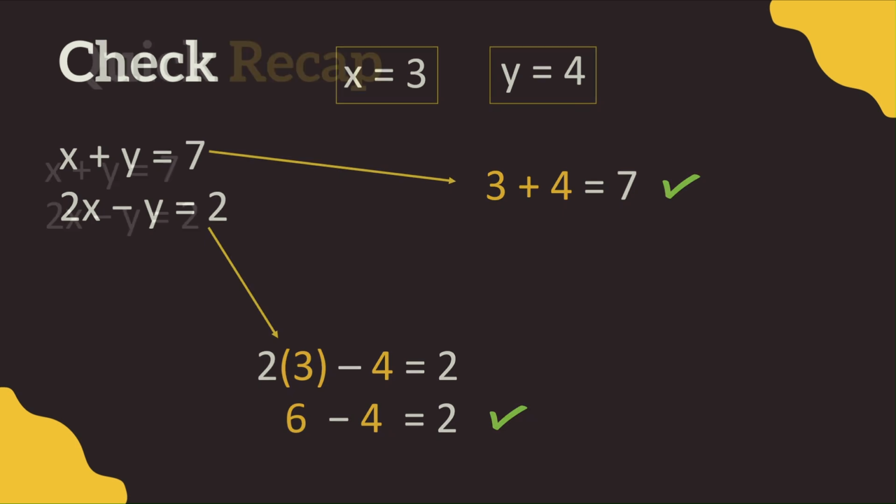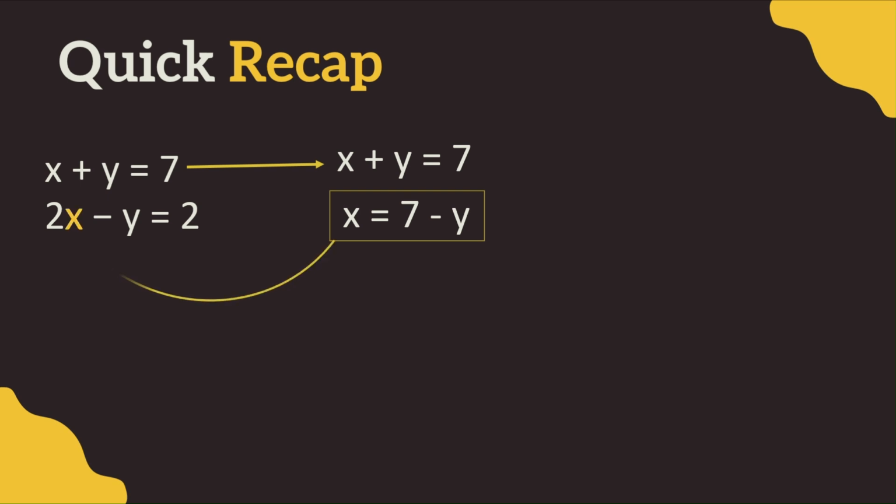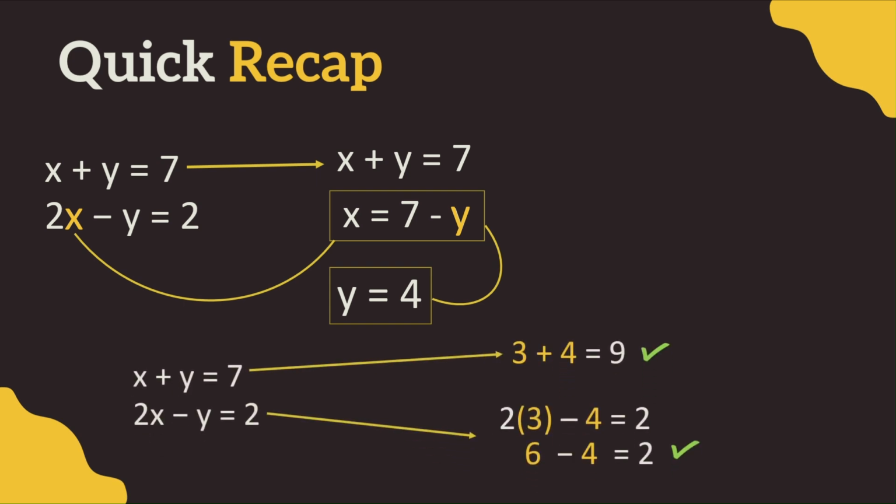Whenever you're using the substitution method, remember these simple steps. First, make one variable the subject of an equation. In other words, isolate the variable. Second, substitute that expression into the other equation. Third, solve to find the remaining variable. Fourth, substitute that value back into the expression to find the other variable. And finally, check your answer.